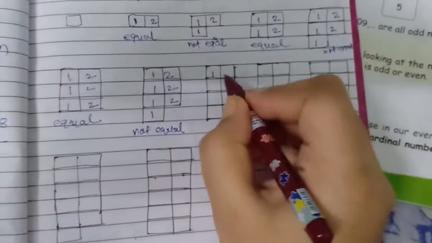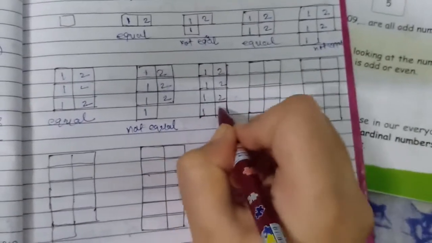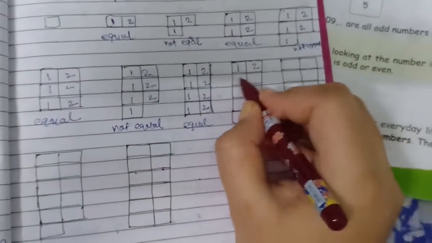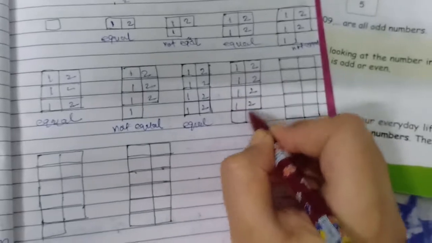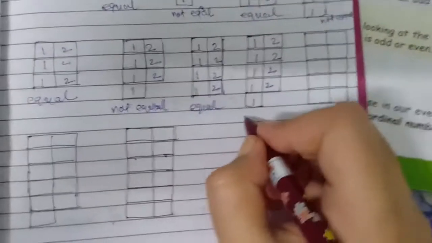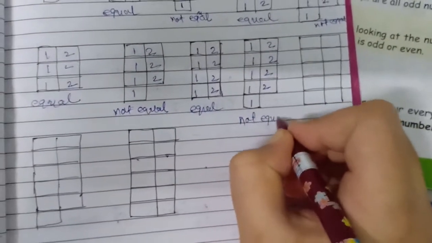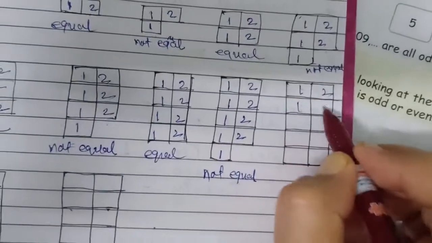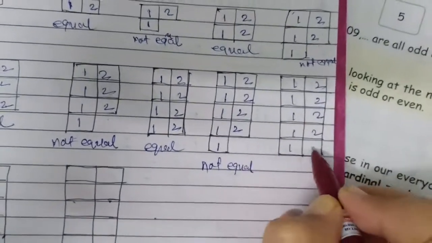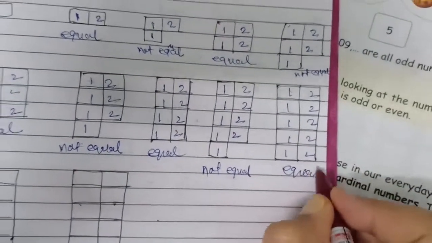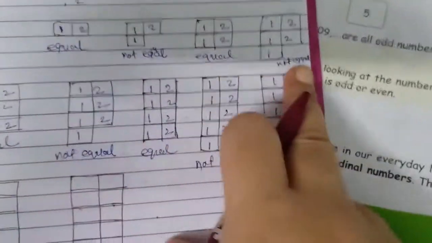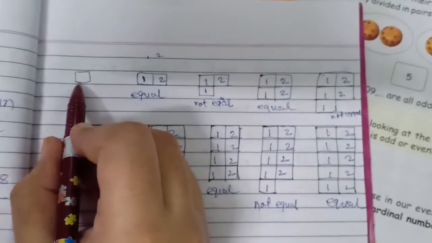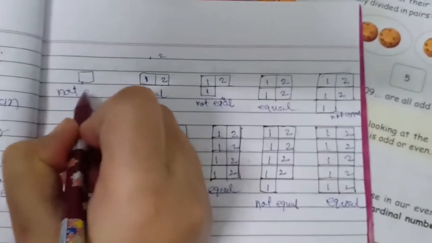Then 8: 1 2, 1 2, 1 2, 1 2, it's equal parts. Then 1 2, 1 2, 1 2, 1 2, 1, these are the 9 holes, it's not equal. Then I have the last, 10 part: 1 2, 1 2, 1 2, 1 2, 1 2, it's equal. So you can see here that some of the parts are equally divided, one is not divided equally, so it is also a not equal part.